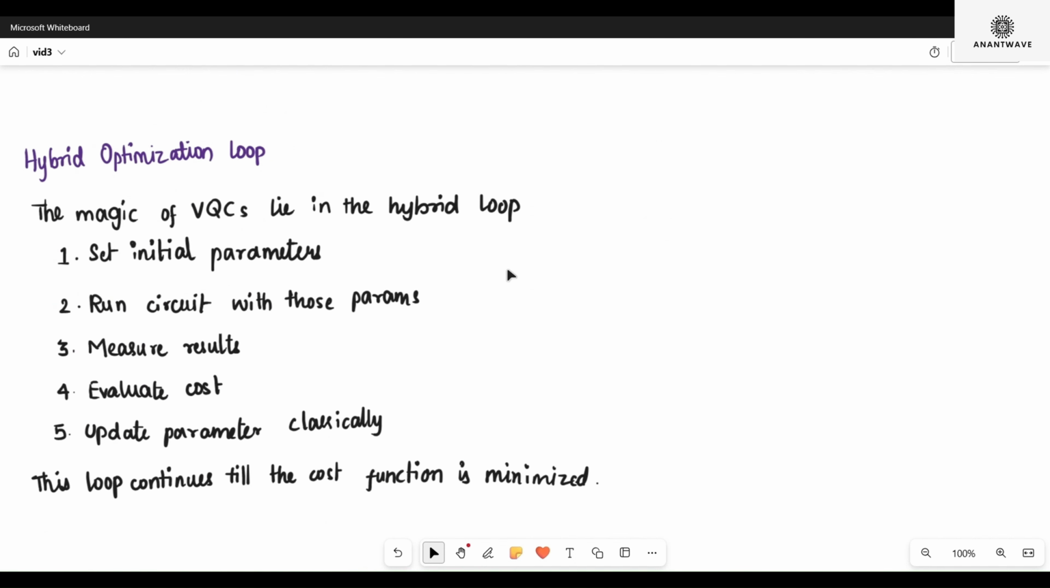The magic of PQCs lies in the hybrid loop, which helps us build the hybrid optimization loop. We'll see the set of steps that build it. Firstly, we set initial parameters, then run the circuit with these parameters, measure the results, and thereby calculate the cost. According to the cost, to minimize it, we'll update parameters classically. This loop continues till the cost function is minimized.